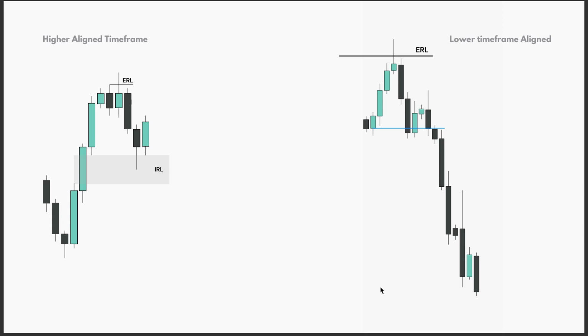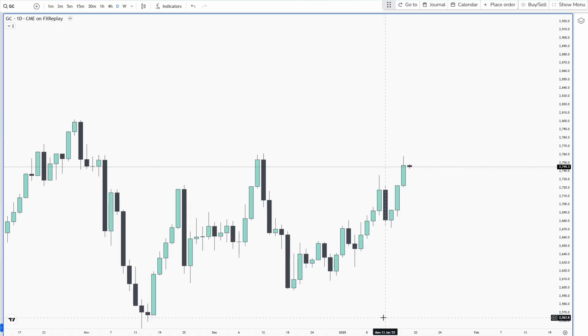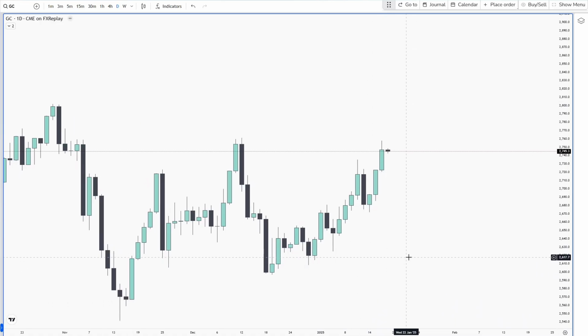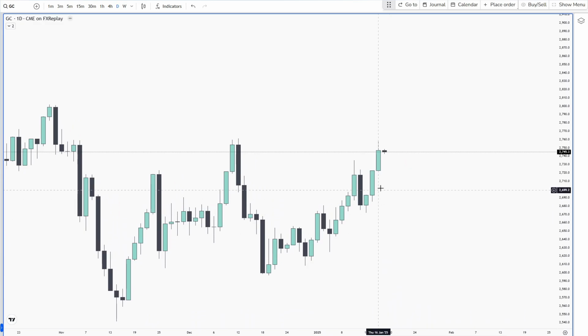Now we will go over some examples of how to trade the external to internal range liquidity. Now in this example, we will cover the external to internal range liquidity move. Trading against the prevailing trend. We are clearly in an uptrend. Down close candles are supporting the price action. We are trending to the upside, but we will try to catch that external to internal range liquidity move.